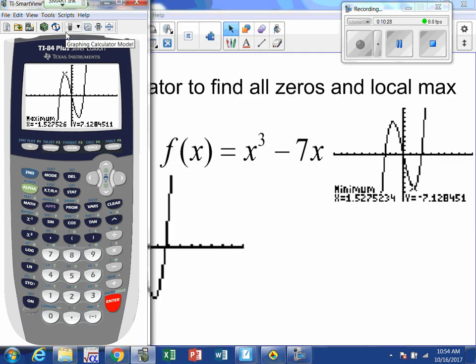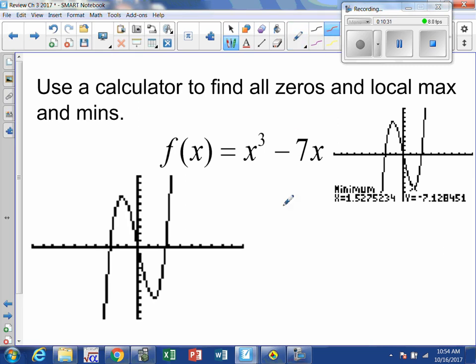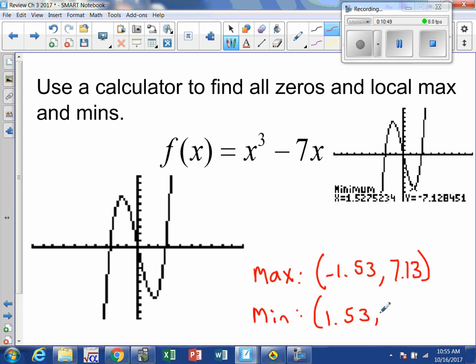So you can see what I find is my max is negative 1.53, 7.13. My min is 1.53 and negative 7.13. I also need to find my zeros. And if you do the same type of thing, the left and right, you get one zero to be 0. And then you get negative 2.65 and a positive 2.65.